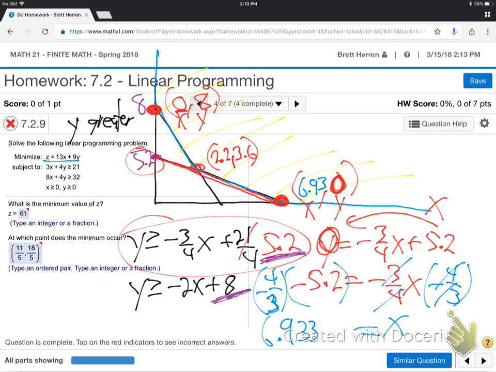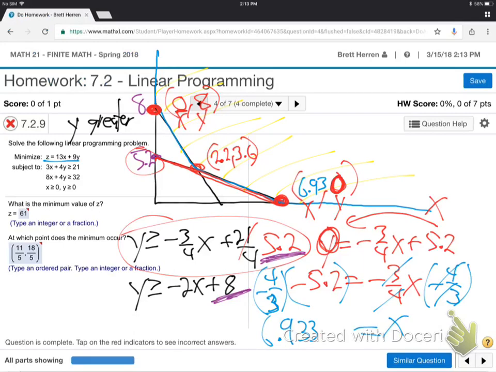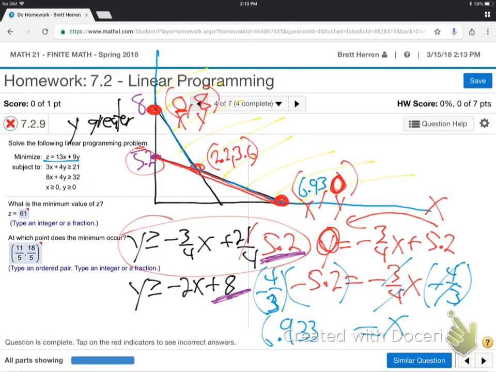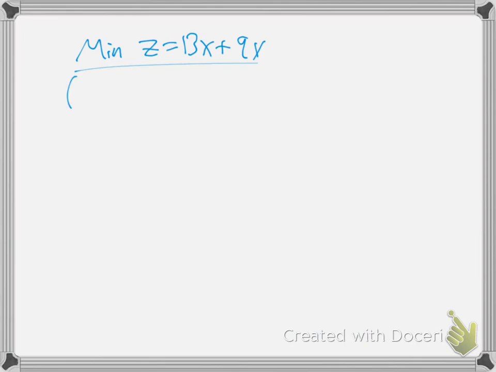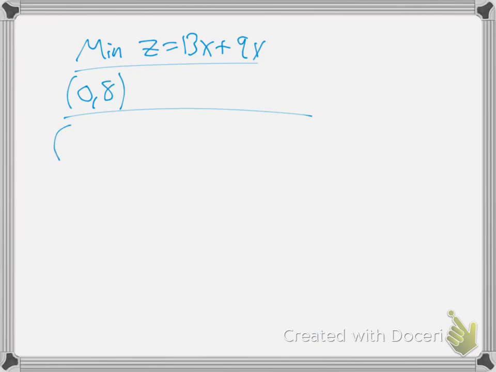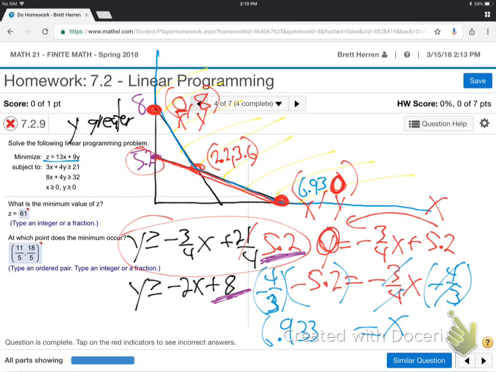And I want the minimum this time. I want the low guy this time, not the high guy. So let's do that. So I'm going to minimize, what is it? Z equals 13x plus 9y. And the points are 0, 8. So 0, 8 is one of them. And 2.2, 3.6 is the second one. And 6.93, 0.